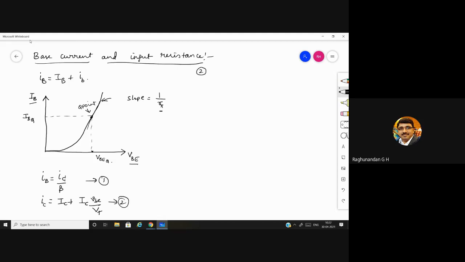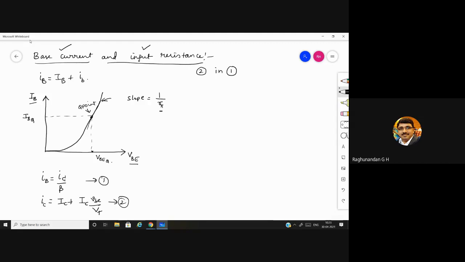Now substituting 2 in 1. See, here our intention is to find base current and input resistance. From this graph, we have got to know the base input resistance is R pi. Now, our intention is first to find out the base current. Later on, we'll find an equation for input resistance. So first, let us find the base current.